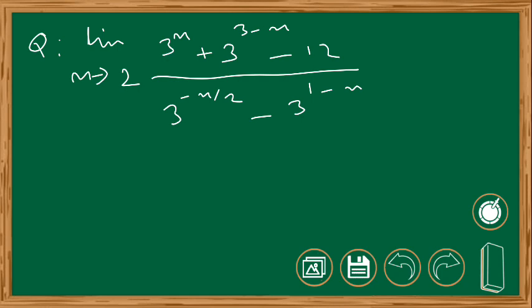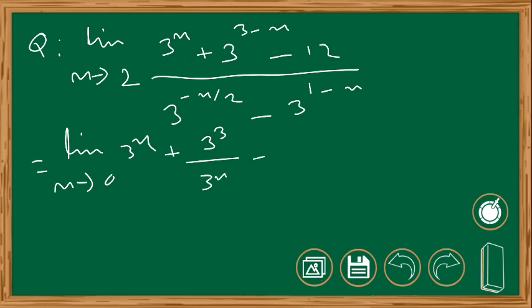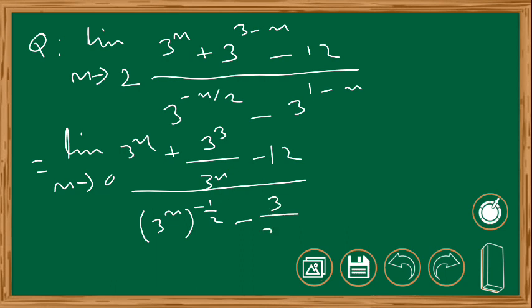So let me split it out. How to split it? Please see, this is limit x tends to 2, (3 to the power x plus 3 to the power 3 divided by 3 to the power x minus 12) whole divided by (3 to the power x)^(-1/2) minus 3 divided by 3 to the power x, right? Now what I do, this 3 to the power x is creating a bit of trouble.